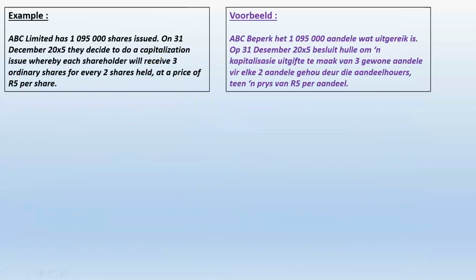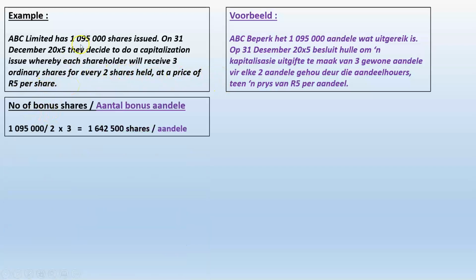So let's have a look at an example. ABC Limited has 1,095,000 shares issued. On 31 December 25, they decide to do a capitalization issue, which is the same as a bonus issue, whereby each shareholder will receive 3 ordinary shares for every 2 shares held at a price of 5 Rand per share. Good. So where do we start?